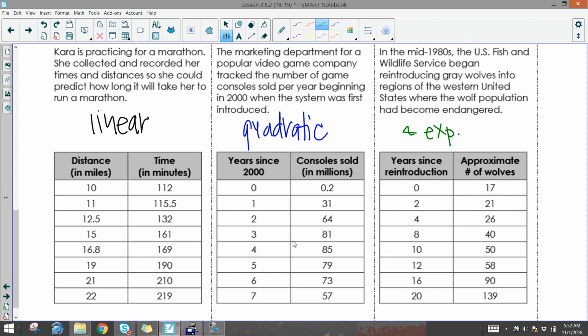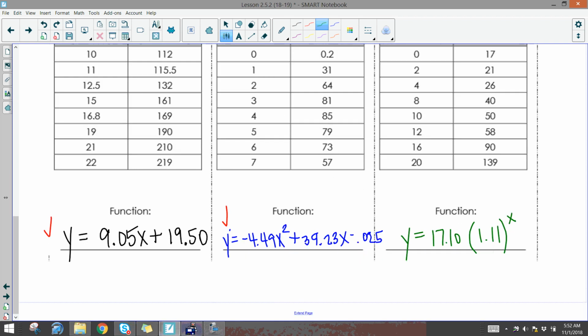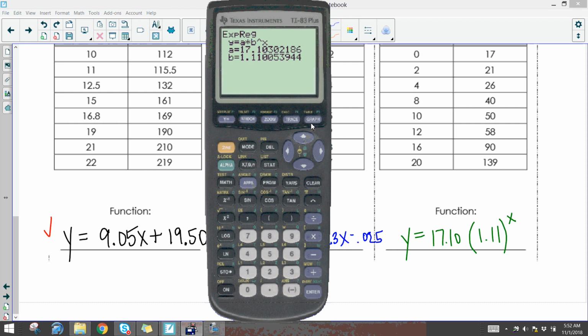All right, so let's check it. Let's see how we did. We are going to hit our graph. I always like to look at my line of best fit. Sometimes that tells you, without even having to check the residual, that you were way off based on what your calculator is giving you. Let's check our residual.